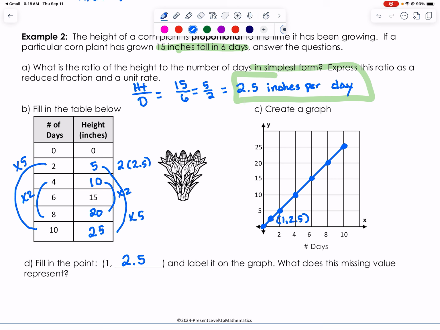Now, what does this missing value represent? It represents the height of the corn per day, per 1 day.